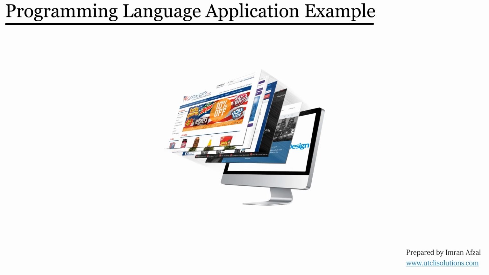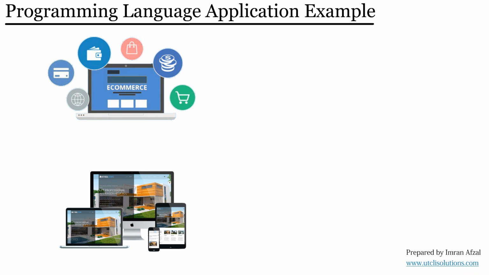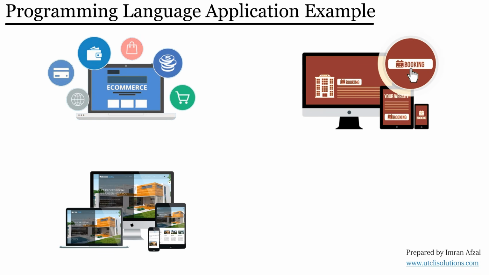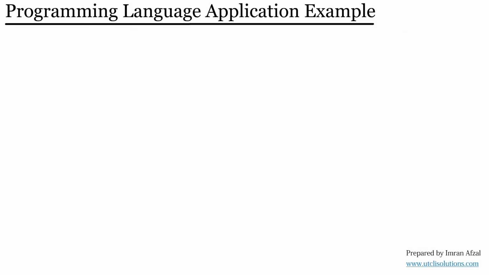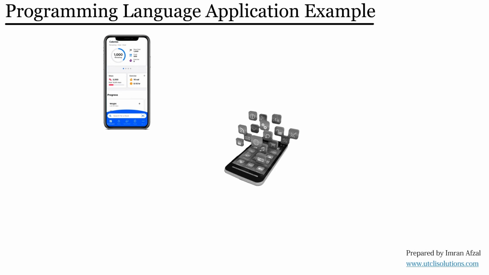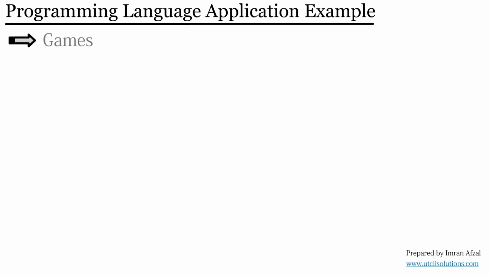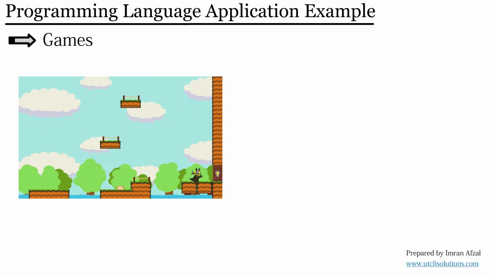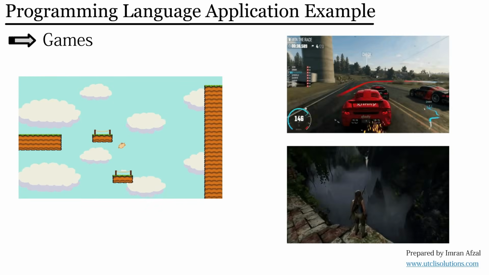Then there are web applications such as e-commerce website, real estate listing platforms, booking and reservation system, online learning management system. Other applications are like mobile applications, which are fitness tracking, expense tracking, news feed, task manager. Then games, 2D platformer, racing games, adventure simulation games can be built using C Sharp.